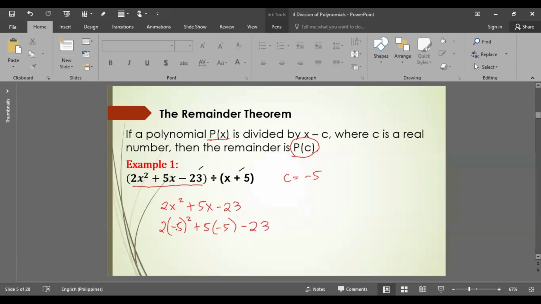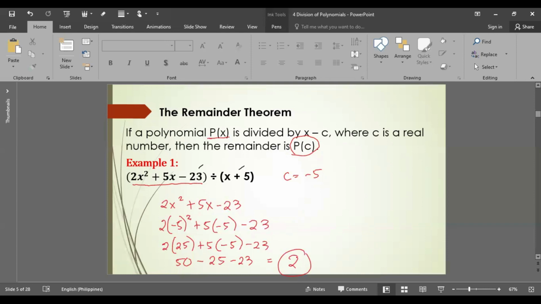Simplifying this, negative 5 raised to 2 is negative 5 times negative 5. It's positive 25. Then we first copy this. Copy. Then, multiply 2 by 25, it's 50. 5 times negative 5 is negative 25. Then we copy negative 23. Perform the necessary operation. 50 minus 25 minus 23, we get what? It's positive 2. Therefore, class, when we divide this expression by this expression, we get a remainder of 2.